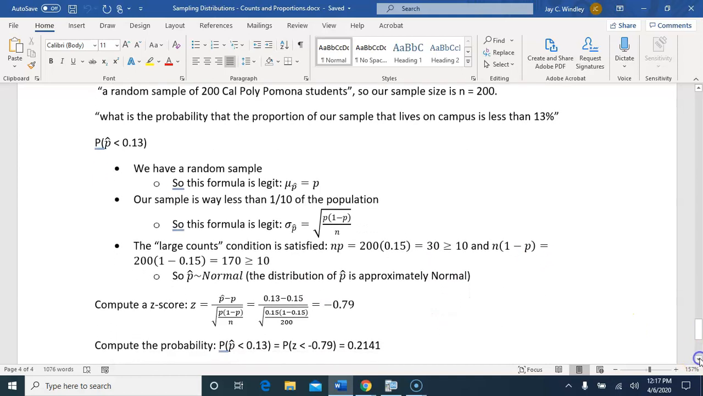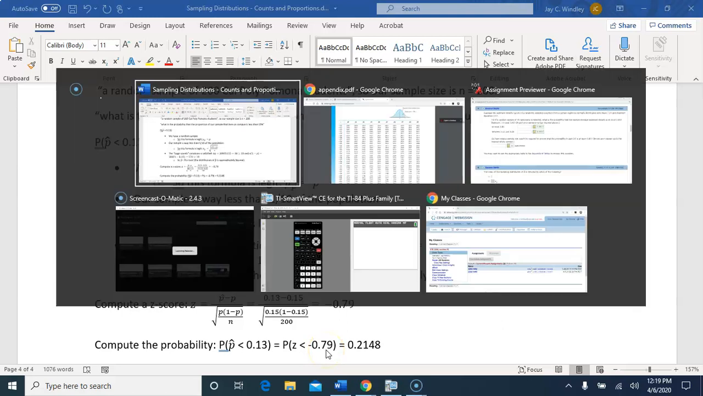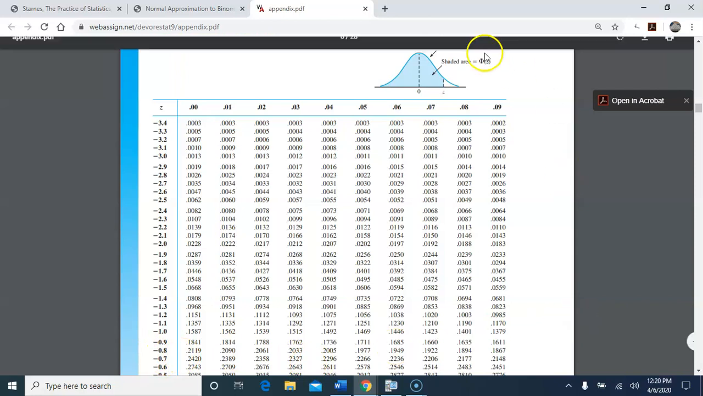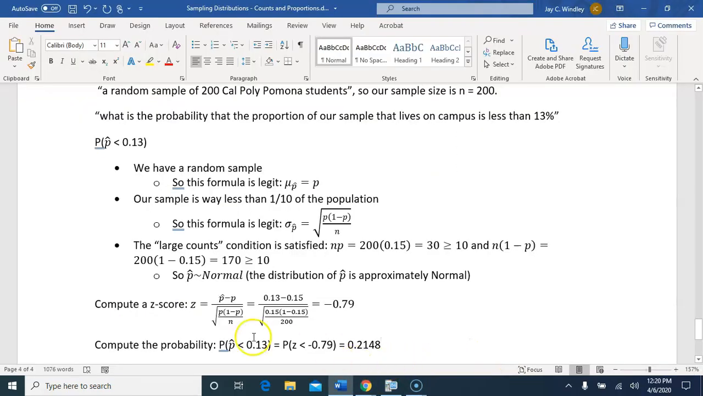So we take our p-hat and we turn it into a z-score by subtracting the population P and by dividing by that radical, and we get a z-score of negative 0.79. So then once we have the z-score of negative 0.79, the probability of a z-score less than negative 0.79, we go over to our z-score table. There's z of negative 0.79, and we see right here 0.2148. So the probability of us getting a p-hat less than 13% is 0.2148.